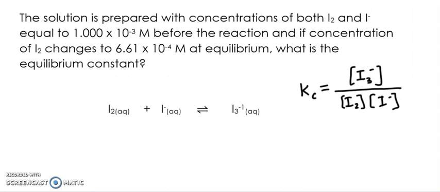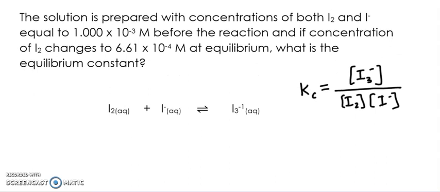Let's go back up here to see what we have. We have some concentrations here. We have the concentrations of I2 and I minus, but that's before the reaction, so that's at the start. That's not equilibrium. Then we have a concentration of I2 that changes to this at equilibrium, so this is at equilibrium. We can use these pieces to fill in our missing pieces.